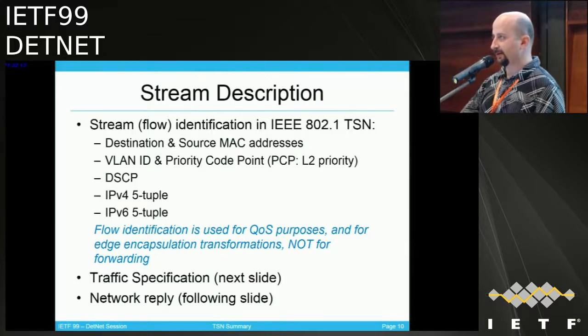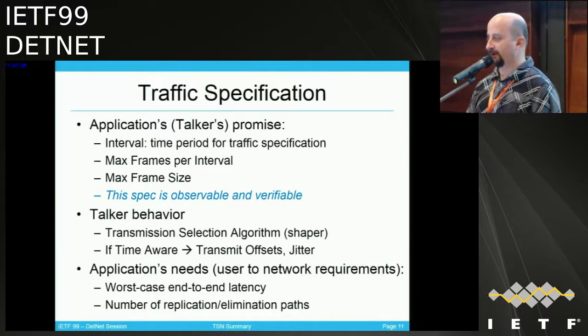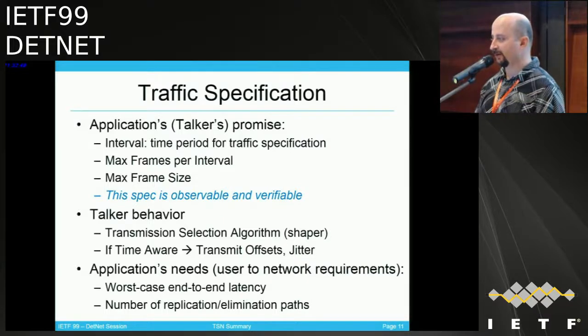The next two slides explain the next two aspects, the traffic specification itself that goes to the user network interface and the network's reply to the request. So the traffic specification, it is a request from the host or a talker, as well as its promise that this is the traffic that will be provided to the network, and the talker is not supposed to violate it. So we have a packet interval. This is for CBR traffic. We have a packet interval, max frame size per interval, and the max frame size.